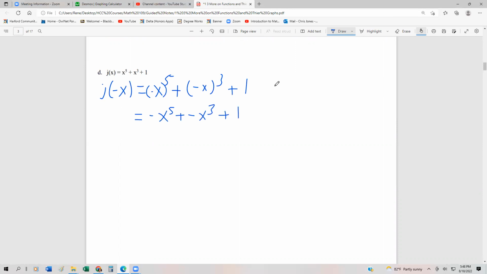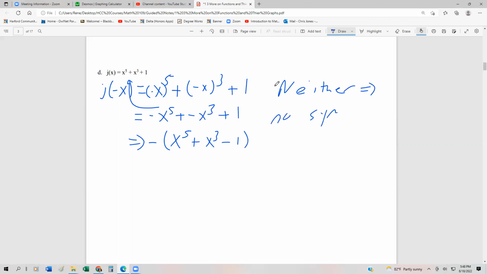And if we were to factor a negative from this, because clearly it's not the exact same as what we started with, but if I factored a negative, that would be x to the fifth plus x cubed, but then the sign would change. All right. So what that would mean is that these are neither even nor odd. Okay. So it's neither, which implies that there is no symmetry.